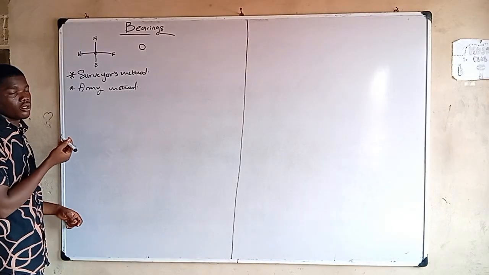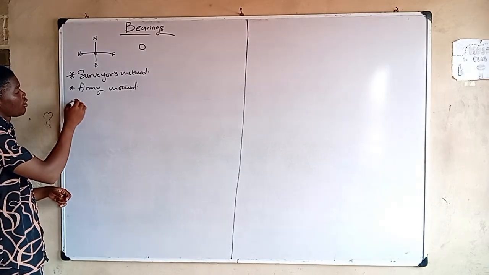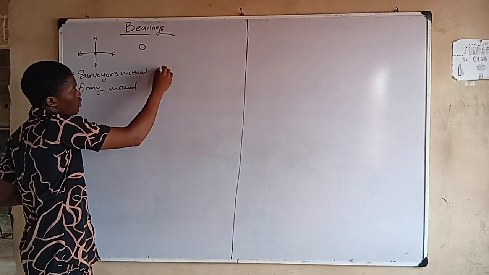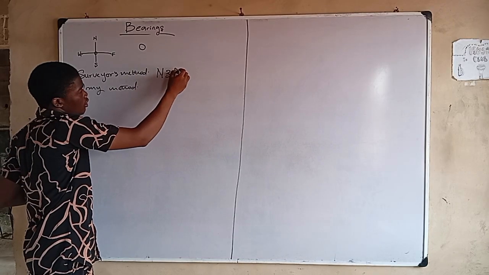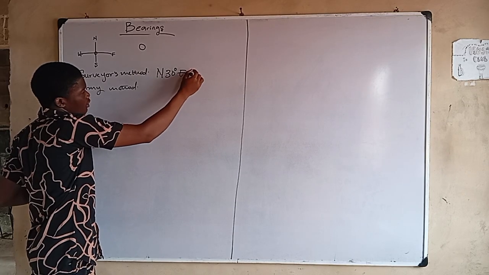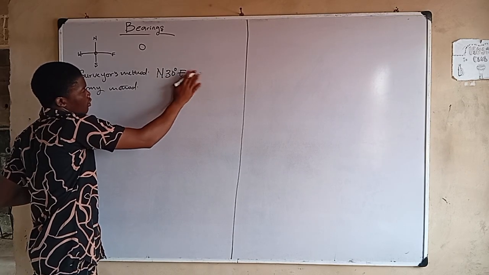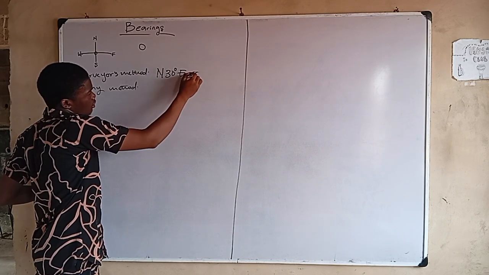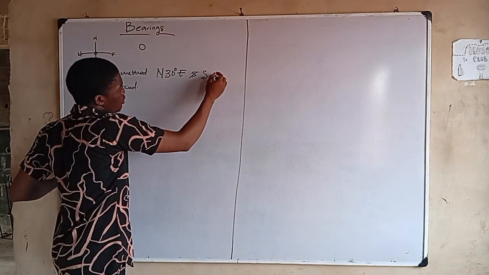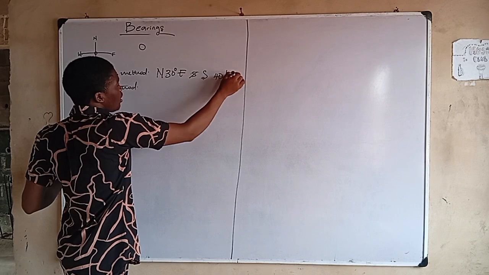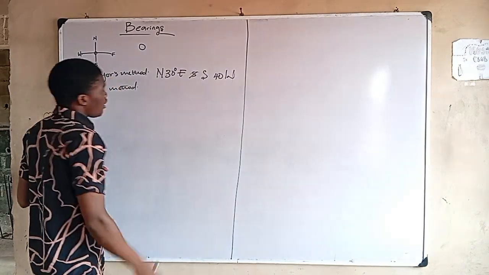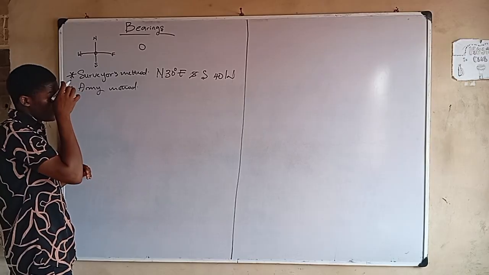In the surveyor method, you'll be seeing questions like this: north 30 degrees east, and south 30 degrees, 40 degrees west. These are the typical questions you can see in the surveyor method, and how you can solve this is very easy.